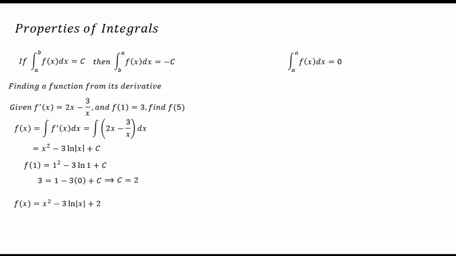So then my function is x squared minus 3 natural log of x plus 2. Now if you want to find f(5), just replace x by 5. And you get 27 minus 3 natural log of 5. You can keep this one as the exact answer, or if you want to get a decimal, then you can put it in the calculator.